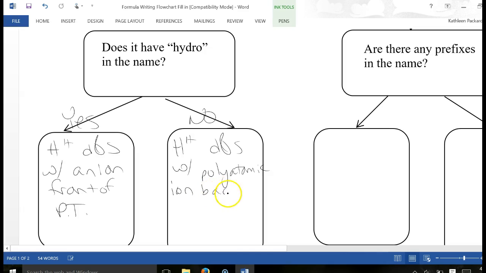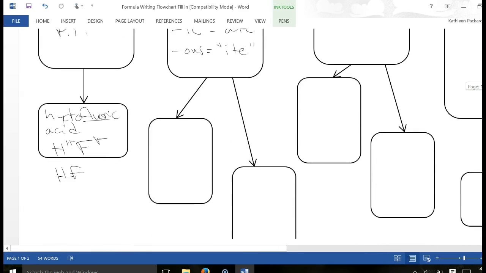on the back of the periodic table. That's where you're looking. And if it ends in IC, you're going to use the ATE version. If it ends in OUS, you're going to use the ITE version to drop and swap. And so again, the name tells you a lot.